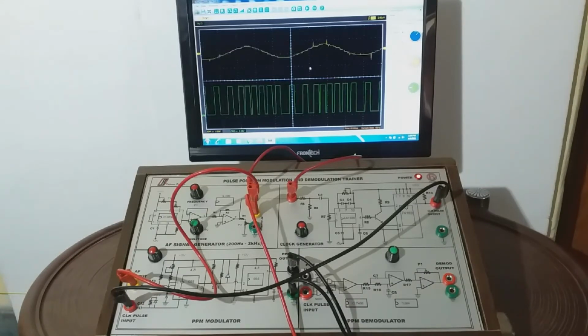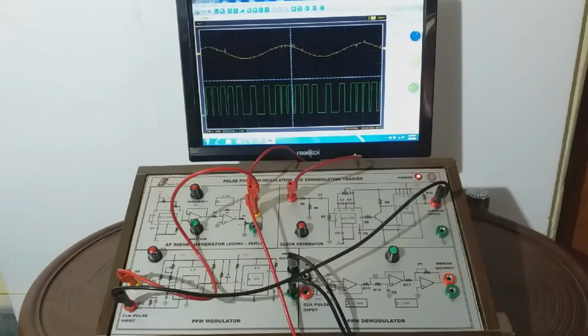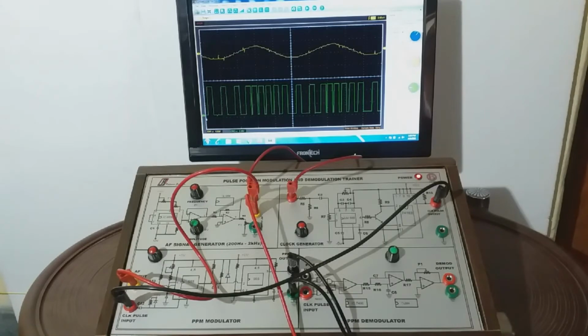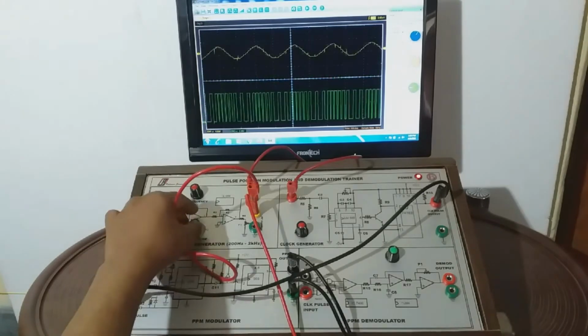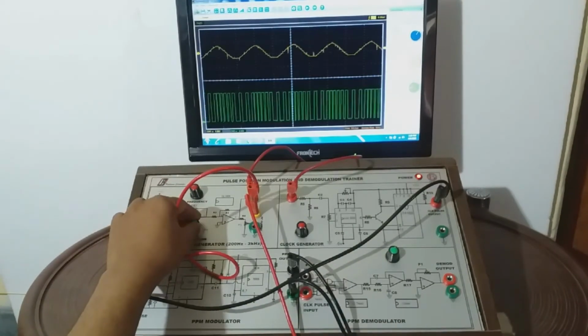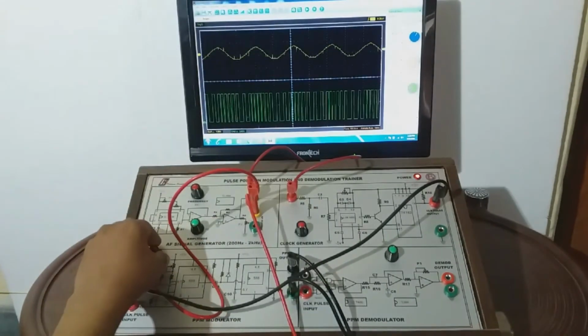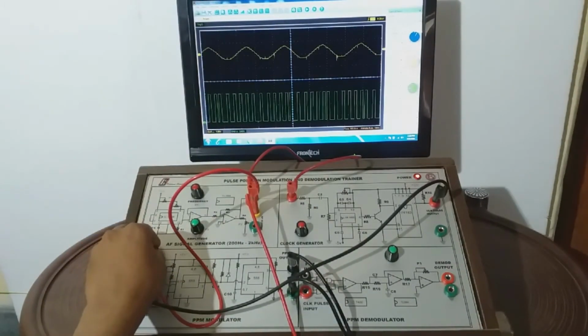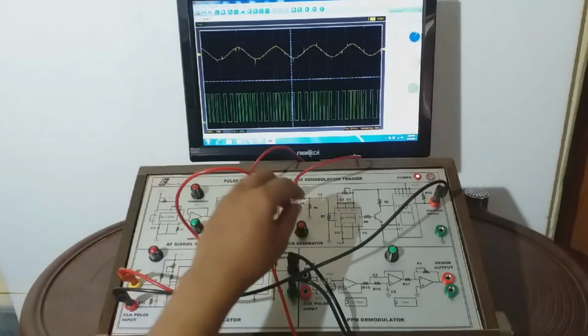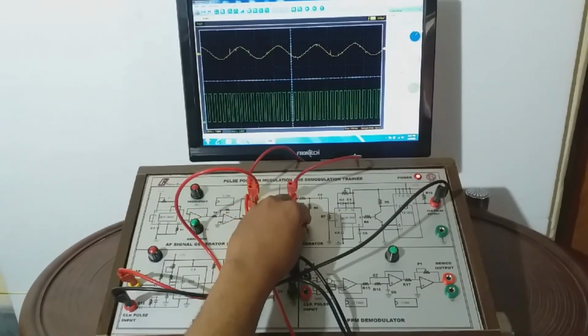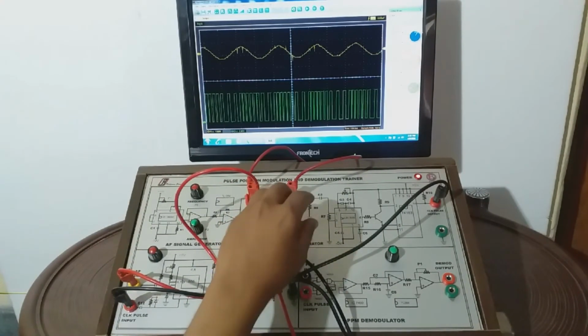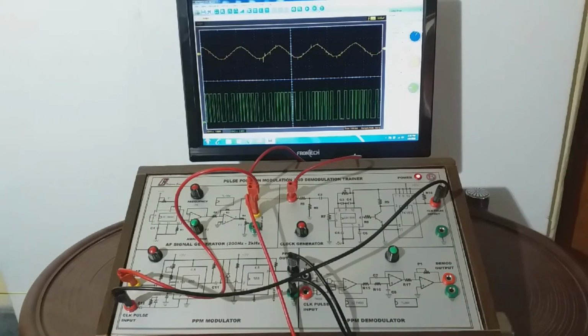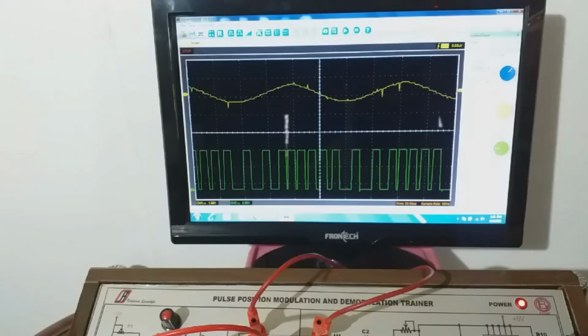Here we can observe the pulse position modulated wave in oscilloscope Y channel and modulating AF signal in oscilloscope X channel. After slight adjustment, we can observe that the ppm signal is perfectly displayed on oscilloscope screen with the modulating AF signal.